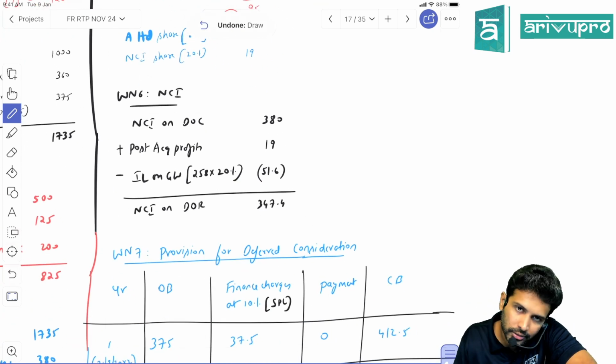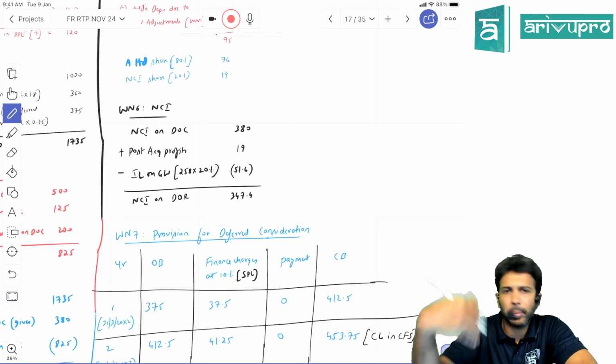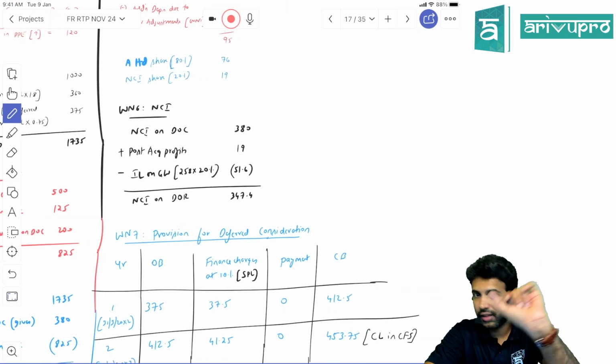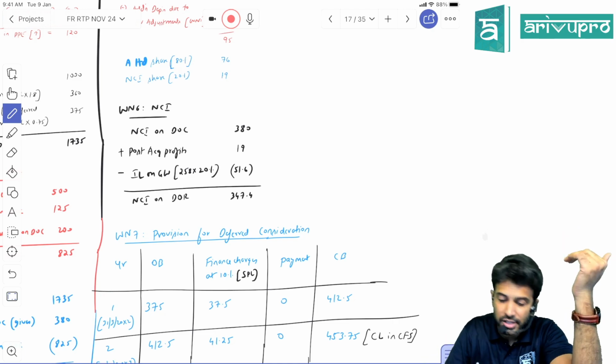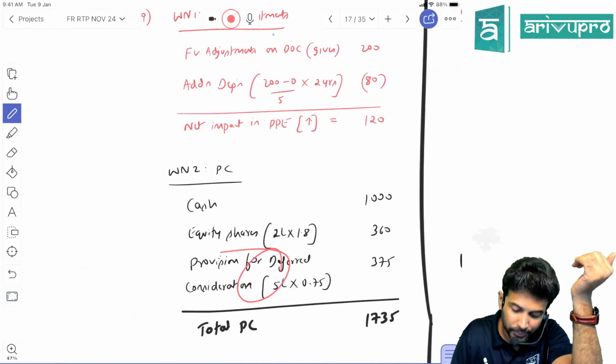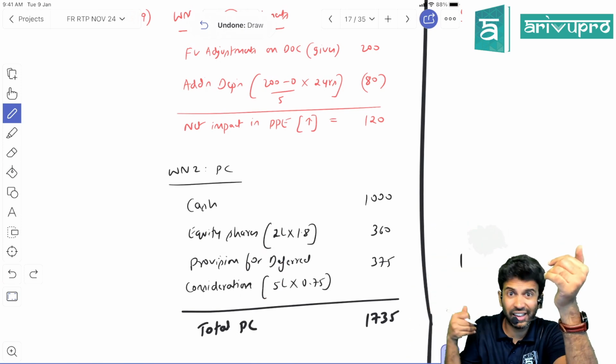That's all. Okay, sir. Okay, next working note, usually we prepare for other equity, but hang on, here we have provision for deferred consideration, right? So, provision for deferred consideration, initially we have recorded at present value. That was 2 years before. Now we are at the end of second year, right?